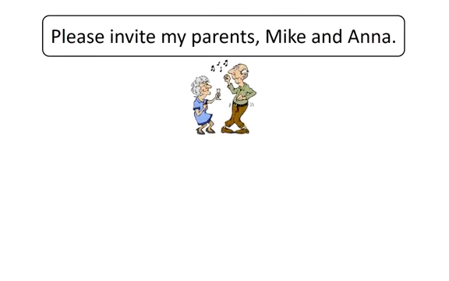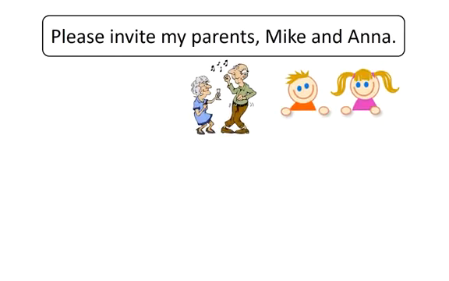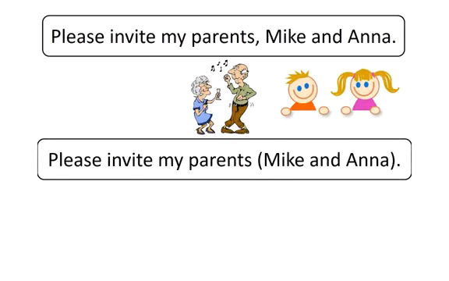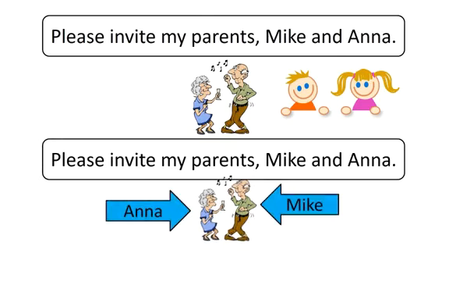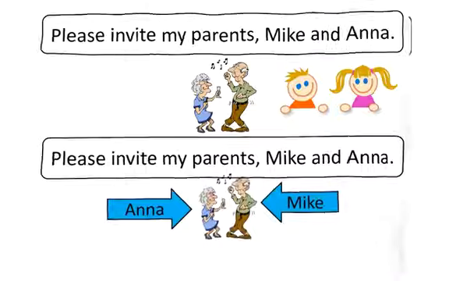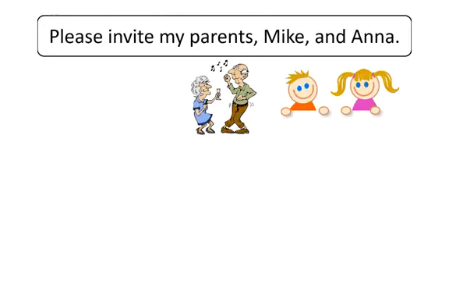My parents and Mike and Anna. Or it could mean this. It could mean my parents whose names are Mike and Anna. And in this case, I only want you to invite 2 people. To avoid this confusion, some people prefer to add this comma. That way, it is clear that we are talking about 4 people, not 2.